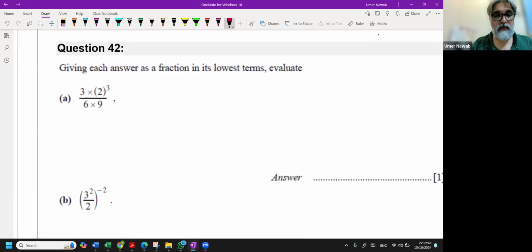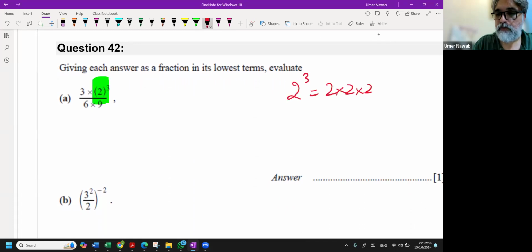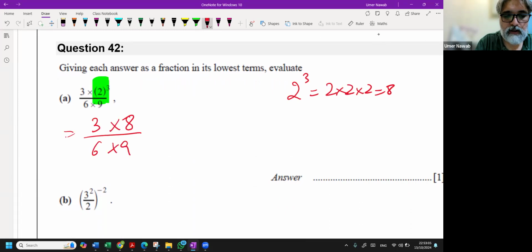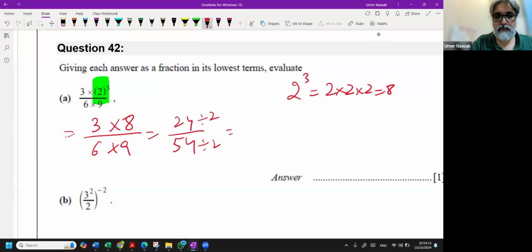Question number 42, it is on indices. 2 raised to the power 3 means 2 times 2 times 2, which is 8. So 3 times 8 over 6 times 9. And we multiply them, 24 over 54. Now, can we cancel them by 2? So this will become 12 over 27.